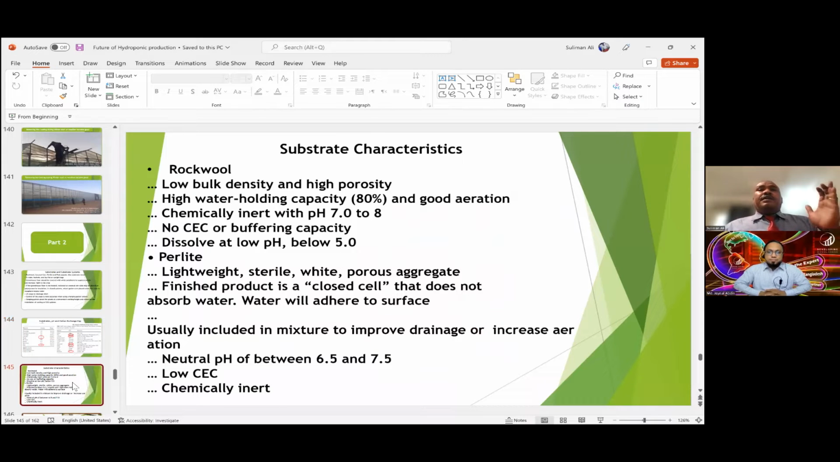So, suppose the substrate rock wool, it's the best one for microgreens, for leaf, for any type of greens. This is the specific characteristic of rock wool. The rock wool should be neutral. The main things in hydroponics are pH and EC or TDS. And also it should not have any type of chemical interaction.